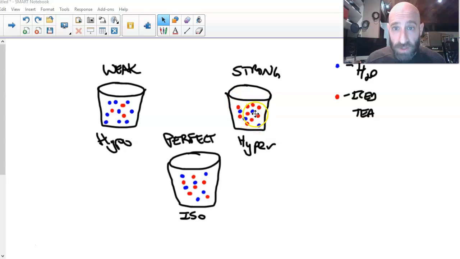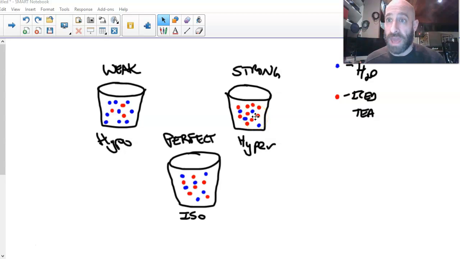So take a look here. All these red dots represent the sugar or the iced tea mix, and the blue dots represent water. And what you end up with is an extremely concentrated solution. This is a hypertonic solution because there's more solute than solvent. So there's more sugar than water.